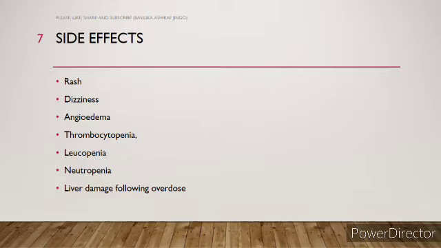Then leukopenia, which means reduced white blood cells within the body. Then we talk about neutropenia, reduced neutrophils within the body. So most times in medicine, where you see the word penia, it means reduced. Then lastly, there is liver damage following an overdose. So if you take much of paracetamol, it will cause liver damage.